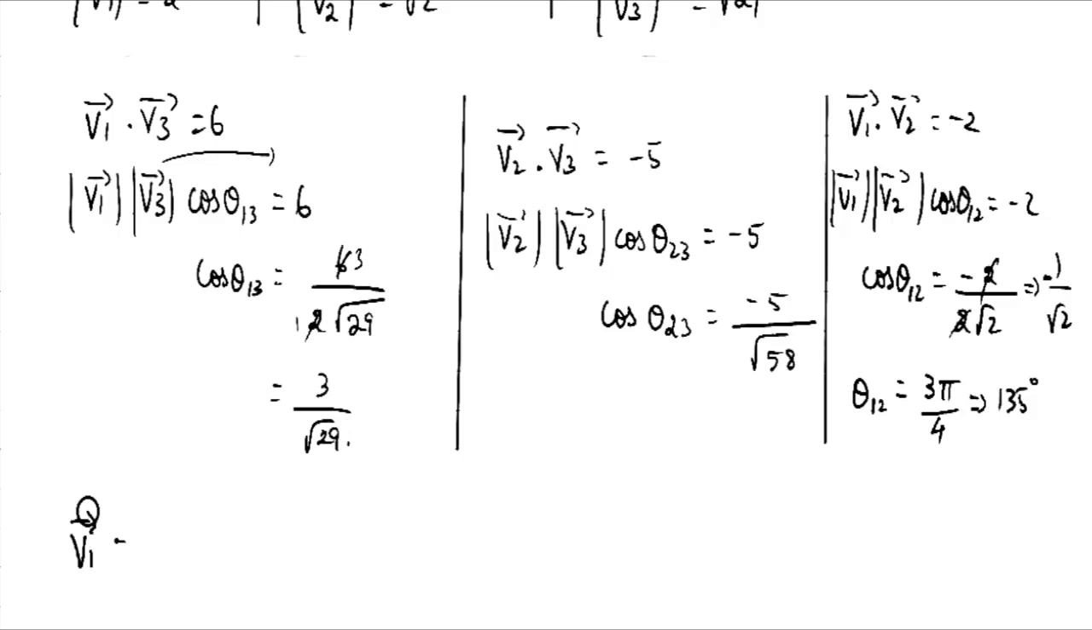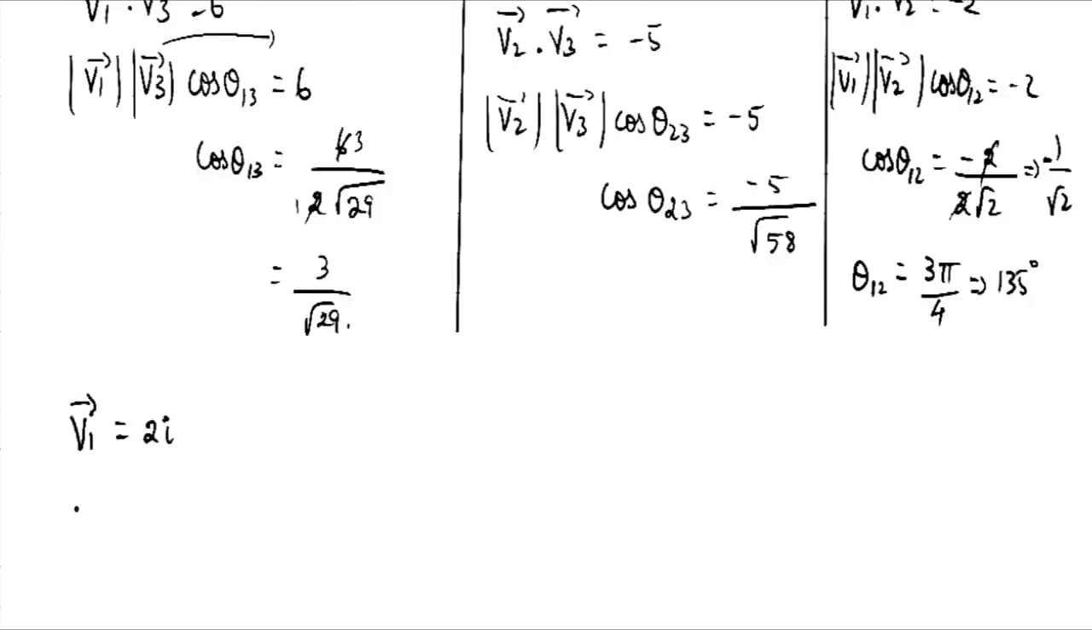Okay students, v1 vector equal to 2i vector. Okay, because v1 equal to 2i vector is starting. Then the v2 vector makes the angle 135 degrees with the v1 vector.